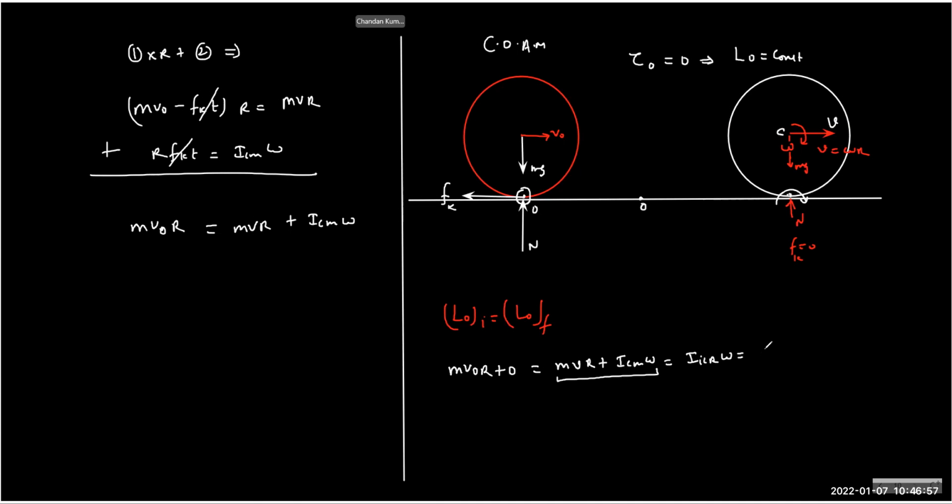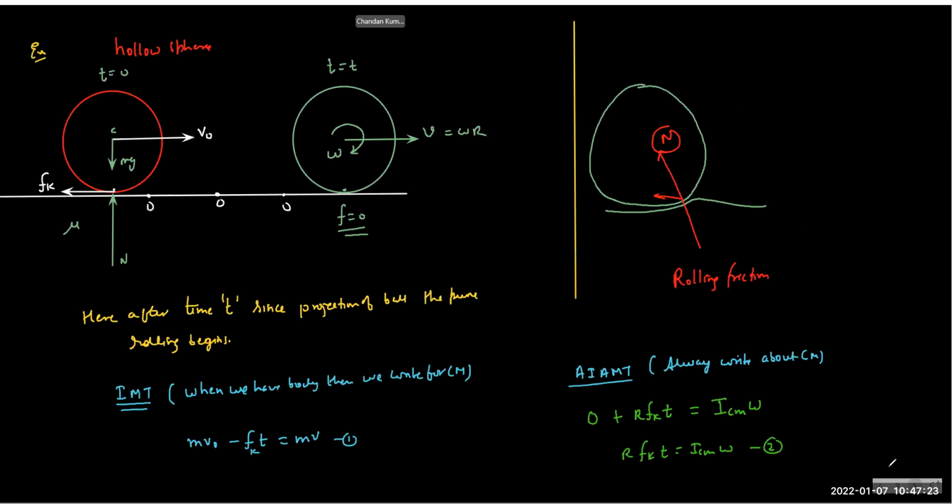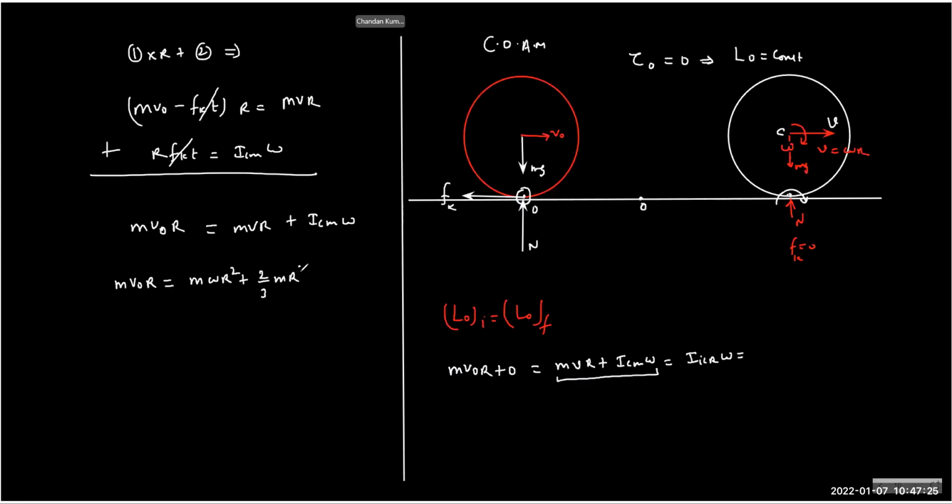So you can just write it as a hollow sphere. Yeah, we should have solved this. I mean, this is interesting. The MVR, the V is omega r itself. And ICM is 2 by 3 MR square, it's hollow, not 3 by... Okay, I have written. So 2 by 3 MR square is for hollow. And this will become 5 by 3 m omega r square equals m v naught r.